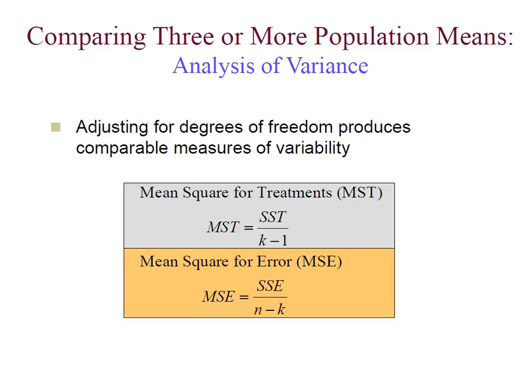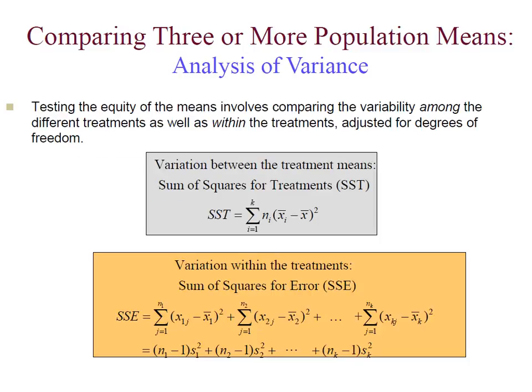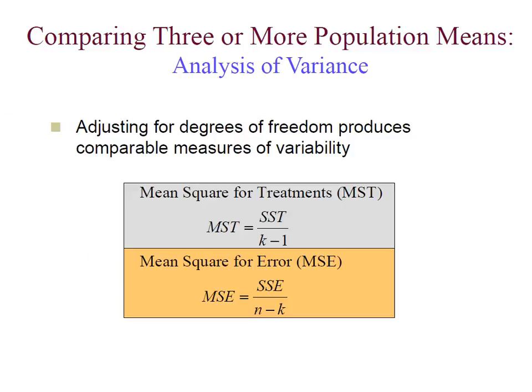Because we combine the summation like this one right here. This is n1 minus 1, n2 minus 1, n3 minus 1, on and on. So eventually this one would be n minus k. That's how you obtain these denominators.